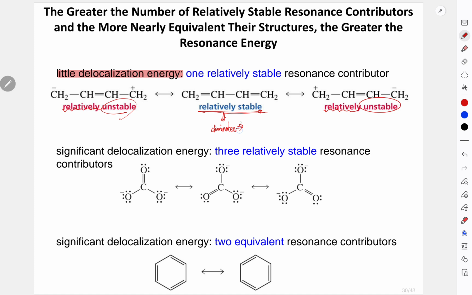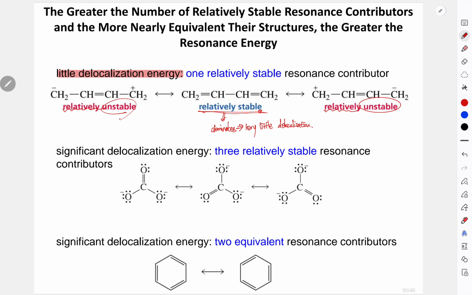You have CO3 2 minus, the carbonate anion. In this case, basically three different resonance contributors can be drawn, and they are structurally and energetically identical. So you can expect significant delocalization or resonance energy from these three identical contributors. What about benzene?